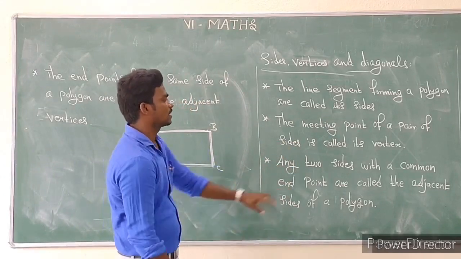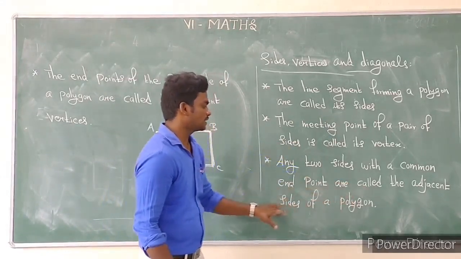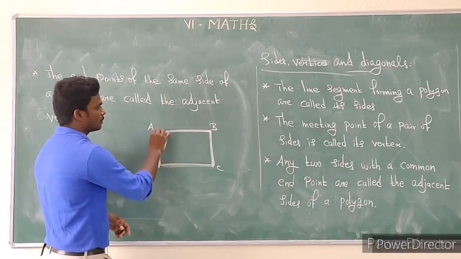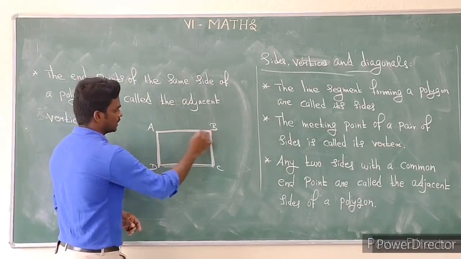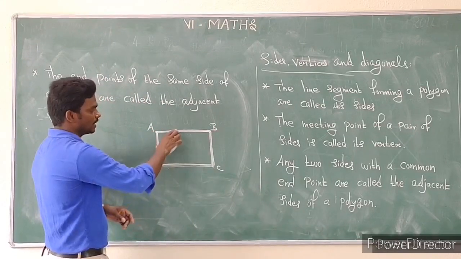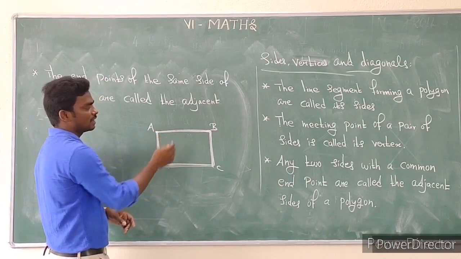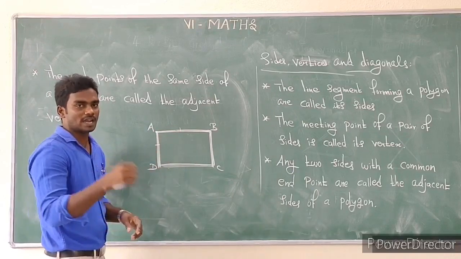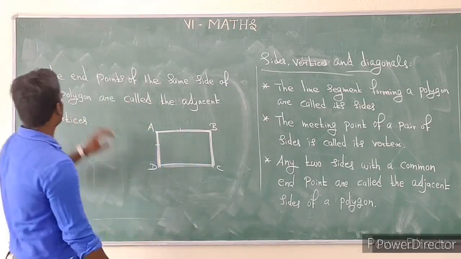Next, any two sides with a common endpoint are called the adjacent sides of the polygon. These two lines, AB and AD, have the common point A. Any two sides that have a common point are called adjacent sides. So the lines AB and AD are adjacent sides.